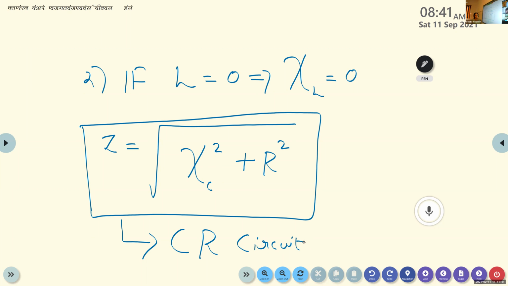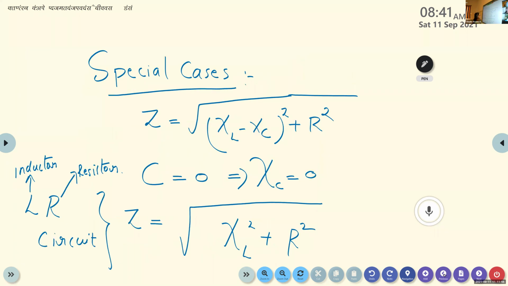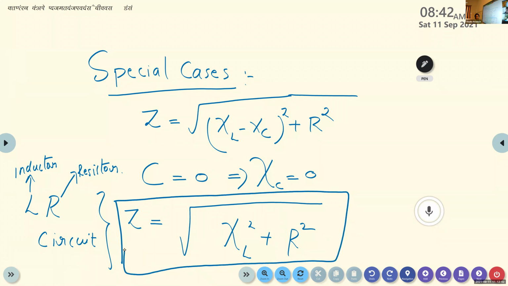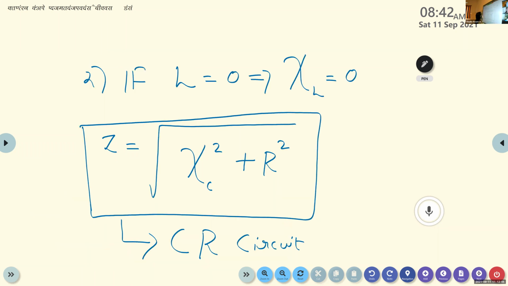So these are the two special cases that come under this resonance condition, or the special cases of LCR combination. In an LCR combination, if the capacitor is not present, then it becomes an LR circuit, inductor resistor circuit. Then we can calculate the impedance using the equation Z is equal to root of XL square plus R square. In the second case, if the inductor is not present, then L is equal to 0, XL is equal to 0, and it behaves like a CR circuit, capacitor resistor circuit. In such a case, we can calculate the impedance using the equation Z is equal to root of XC square plus R square. Is it clear?